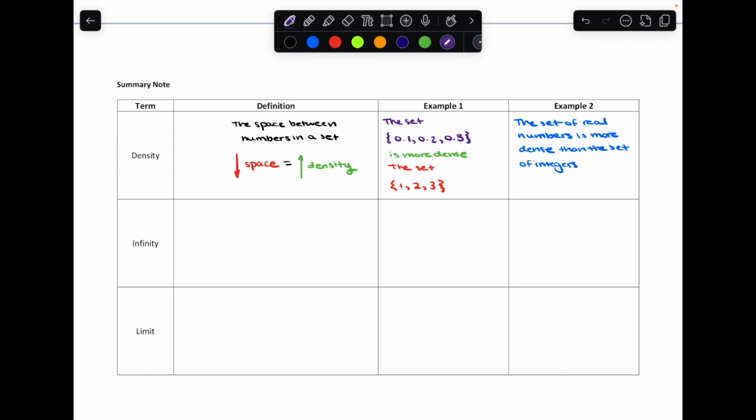When we look at the definition of infinity, it's something that is larger than any number, or smaller if it's to negative infinity.